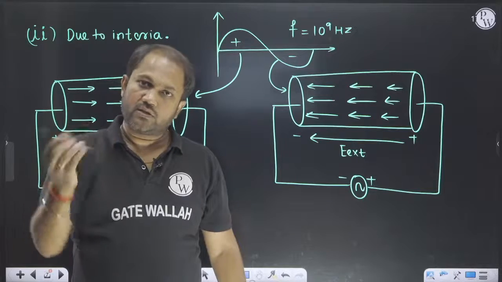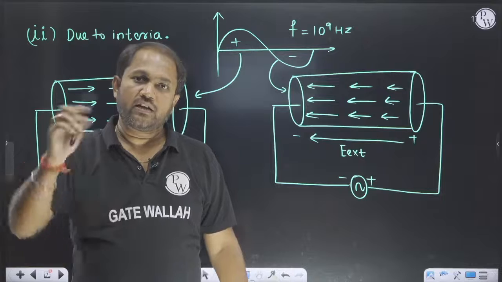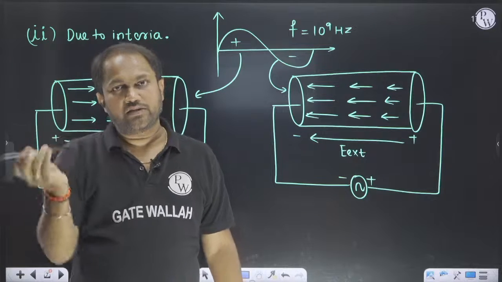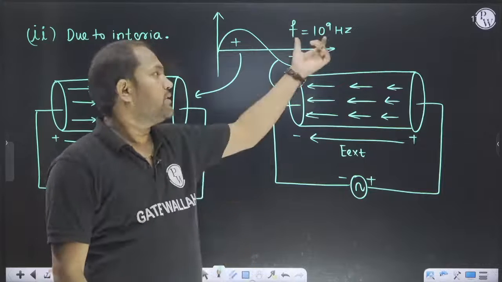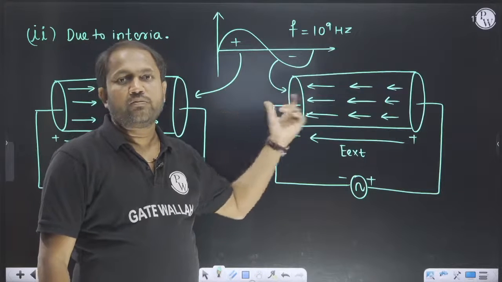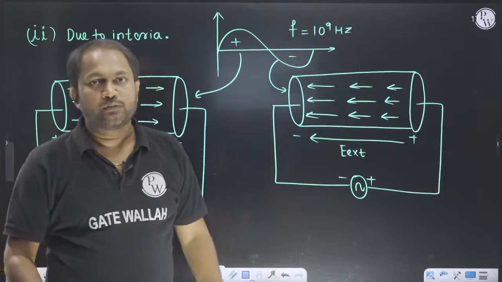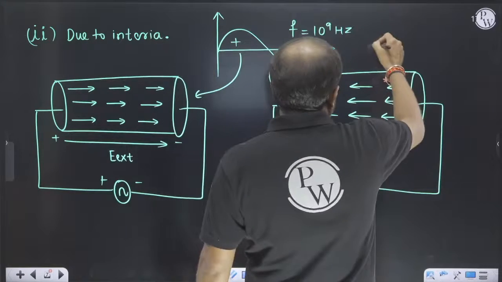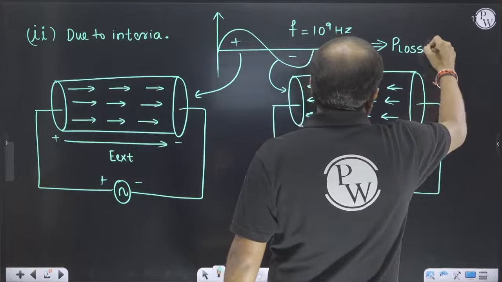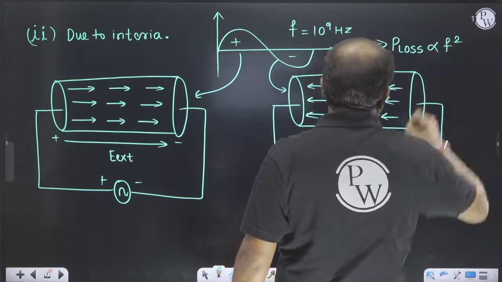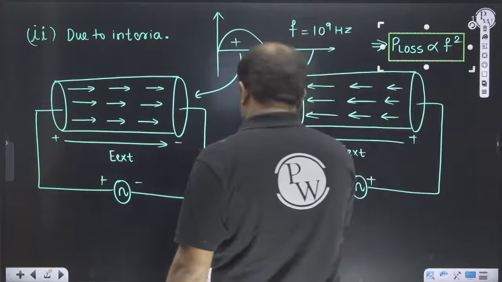So this is the work done by the voltage source, and there is a rotation, and that rotation, that vibration, will give you the loss of energy. If frequency is increased, rotation will be increased. If rotation is increased, our loss will be increased. So due to inertia, power loss is directly proportional to F square.